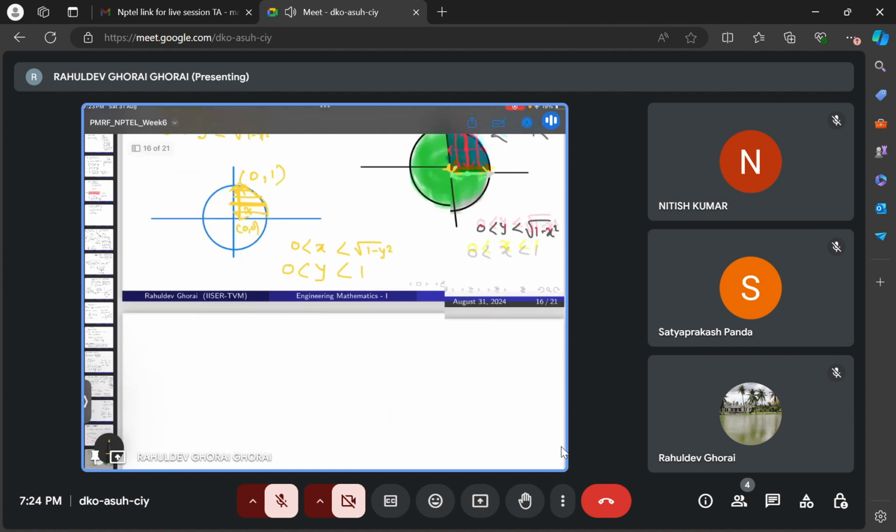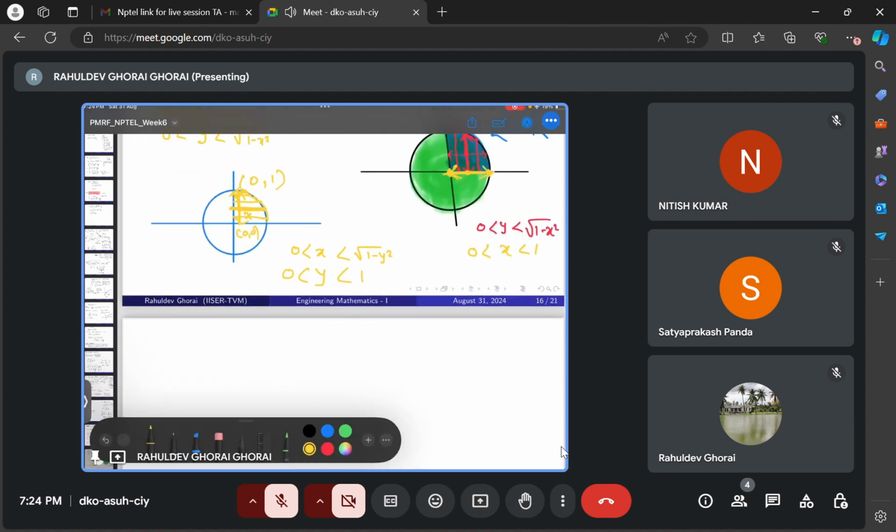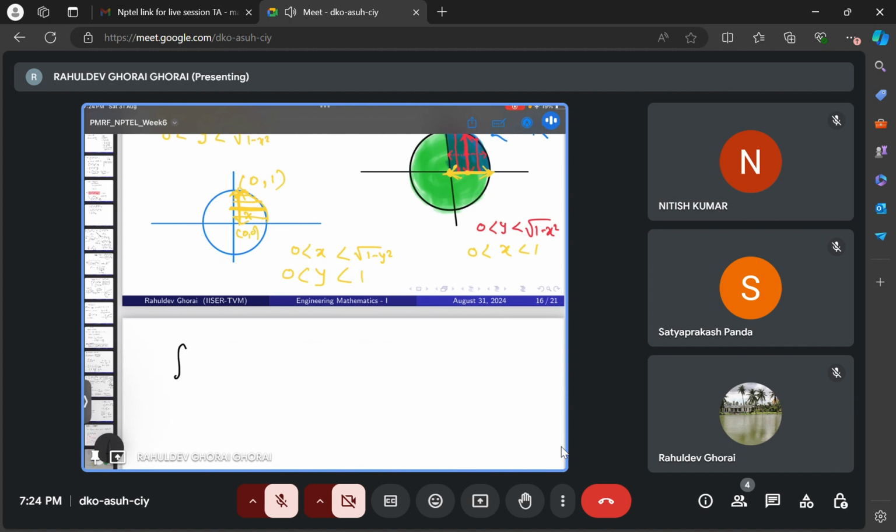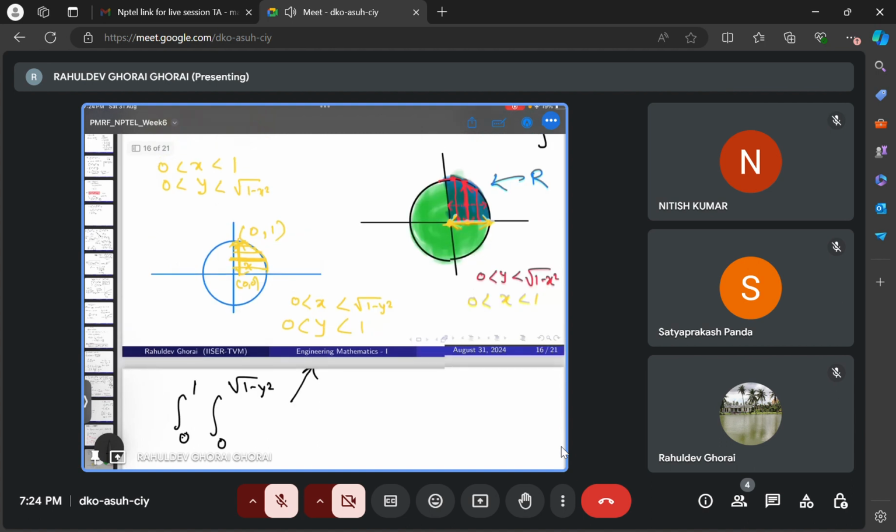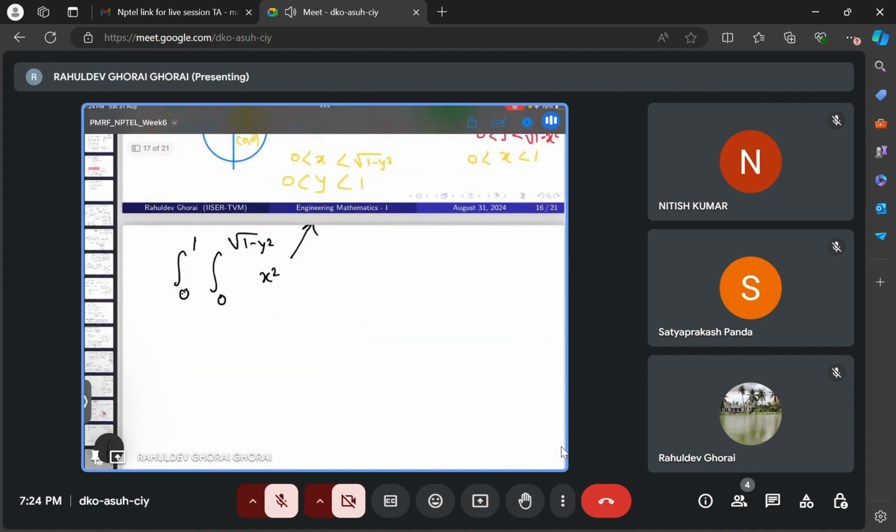So then what we will do, we evaluate this. What will that be? Let's write it with respect to this one itself. So 0 to 1, 0 to square root of 1 minus y square, x square y to the power 4 dx dy. So that gives you 0 to 1, y to the power 4 you can take out, and 0 to square root of 1 minus y square, x square dx, you have to keep it times dy.